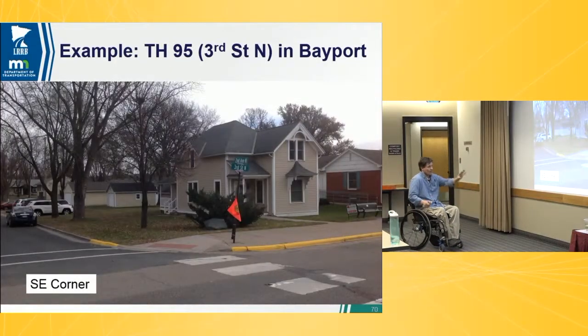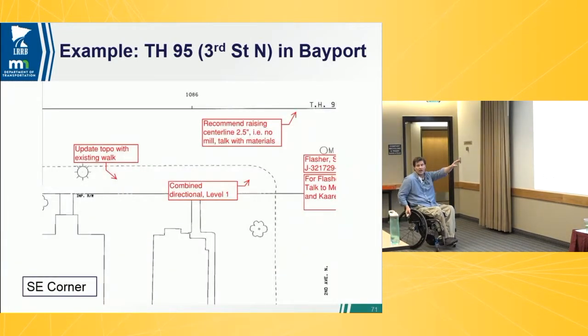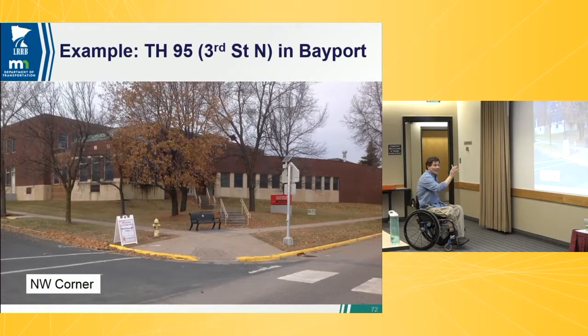Here's another corner. This is very easy. Combined directional, level 1, move on. And that's what our notes say. Combined directional, level 1, done talking about it. Don't even need to design it, figure out quantities, because we got more important things to do, like right here.